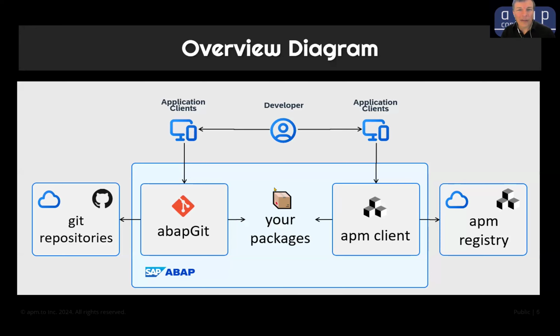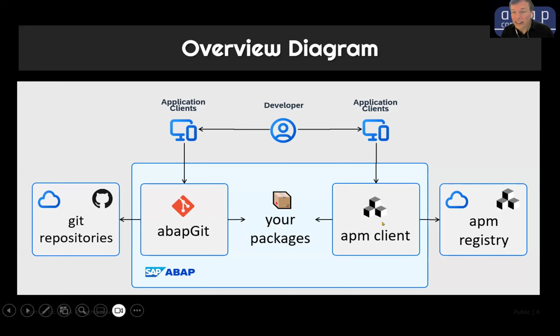This is our high-level picture for the rest of the session. We're talking about ABAPGit as a client that developers use to connect to Git repositories. It can be on GitHub, GitLab, Azure, you name it. Anything that has a Git server can be connected to, as long as you have an open network connection to the outside world. It could also be a Git server inside your firewall, of course.